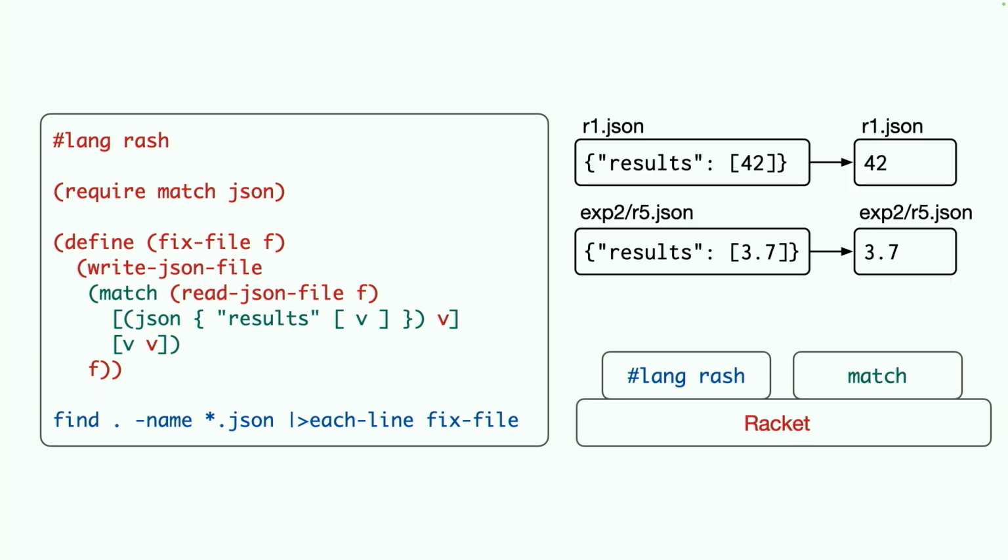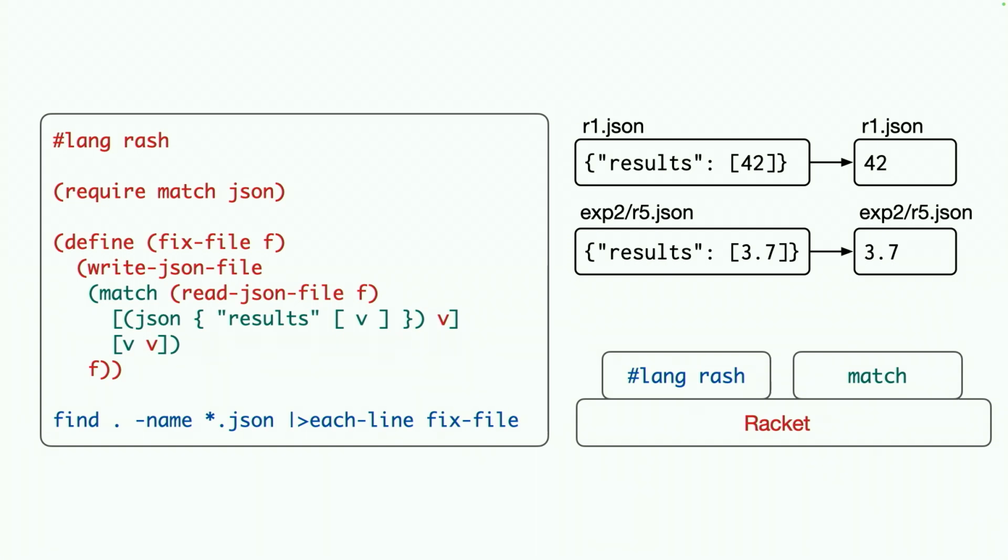And the task of this program is to perform this transformation on a directory and subdirectories full of JSON files. Every file in these subdirectories is in this format, where it has this results field, and there's always exactly one result. We'd like to transform those JSON files into files that just have that result in them.